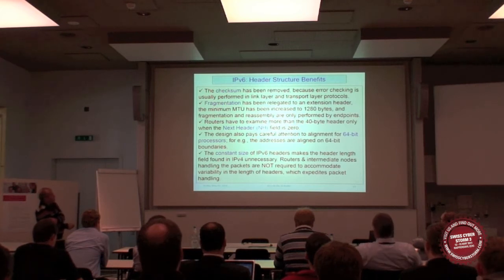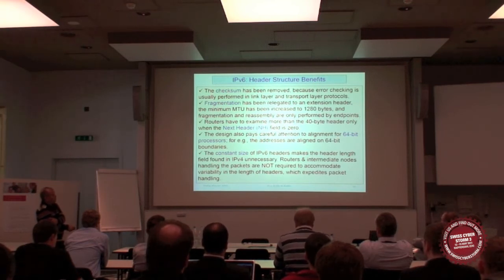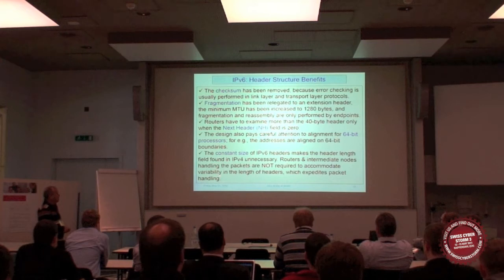The design also pays careful attention to alignment for 64-bit processors, for example. The addresses are aligned on 64-bit boundaries. The fixed size of IPv6 headers makes the header length field found in IPv4 unnecessary. Routers and intermediate nodes handling the packets are not required to accommodate variability in the length of the header, which expedites packet handling.